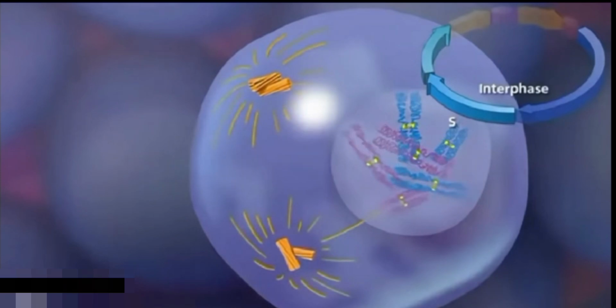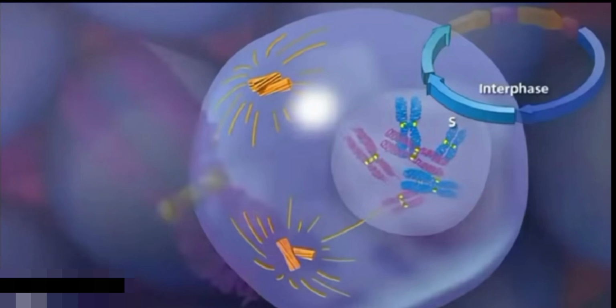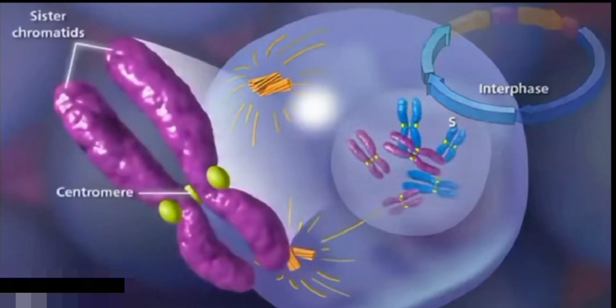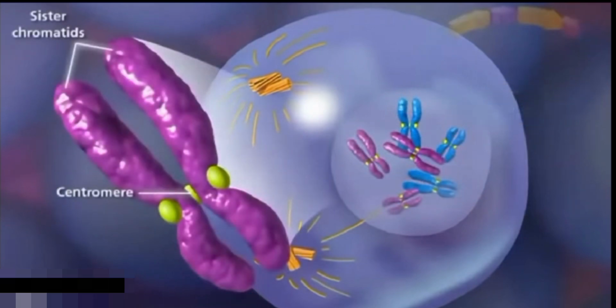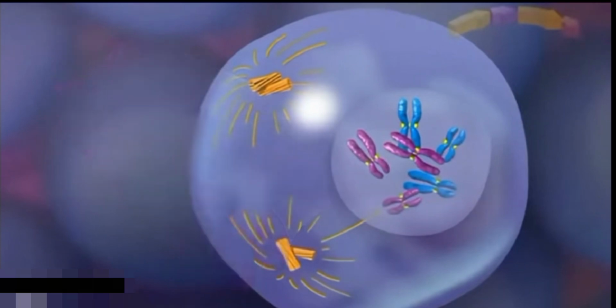Sister chromatids remain attached at the centromere and condense as the cell enters prophase 1 of meiosis. Up to this point, the cell looks similar to mitosis, but 2 events occur in meiosis that do not occur in mitosis and lead to genetic diversity.